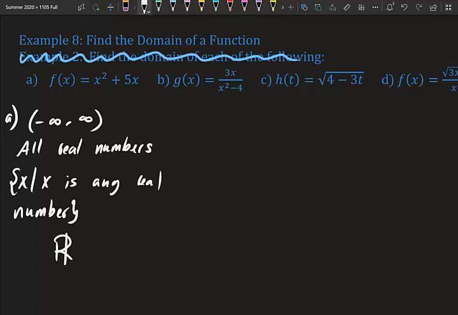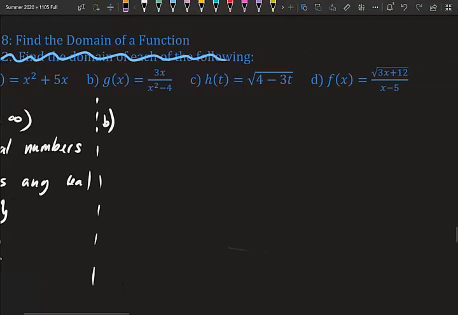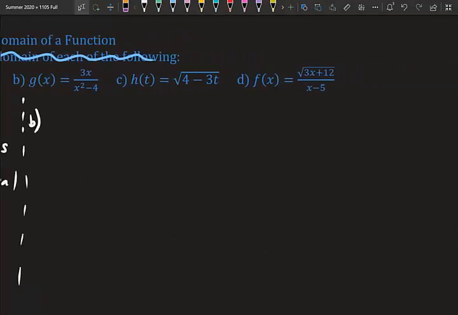So let's do part B and ask ourselves the same exact questions. In part B, is there a radical? Nope, no radical. Awesome. Let's keep moving on. Now you ask yourself, is there a fraction with a variable in the denominator? Yes, there is. We have a fraction with a variable in the denominator.